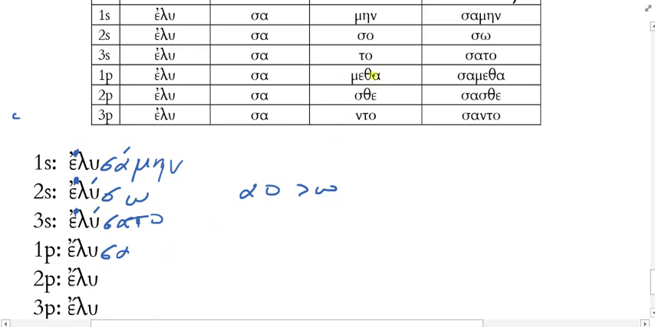First plural, elusa, what? Here it's the middle passive, so metha. How many syllables is my verb here? Elu, sa, metha, right? I absolutely cannot keep my accent on that first syllable. Where am I going to put it? On the alpha. Elusametha. We loosed, or we loosed for ourselves.